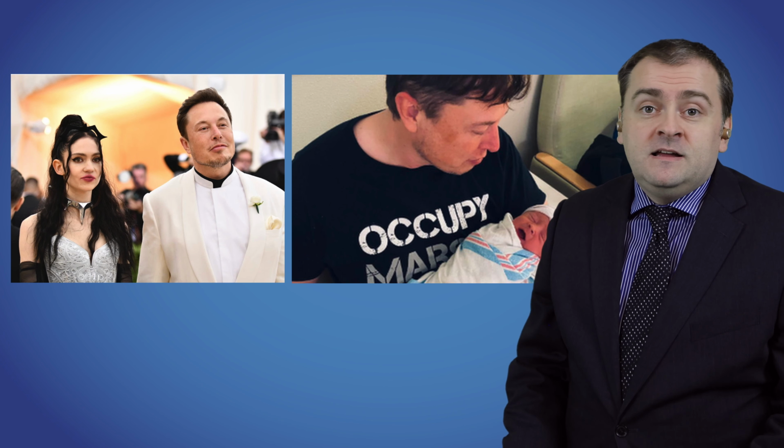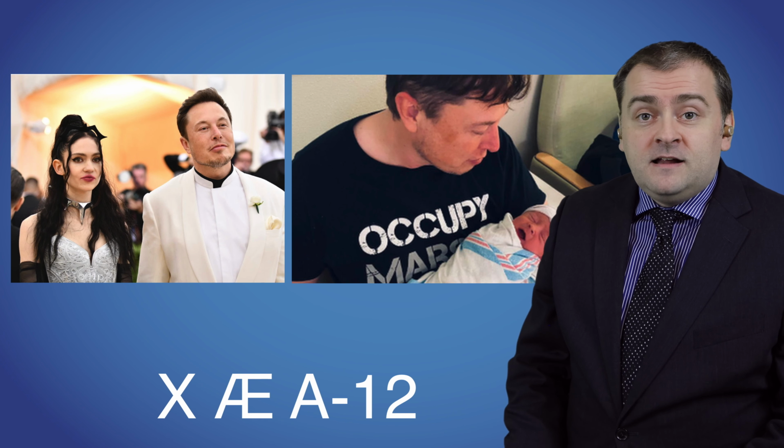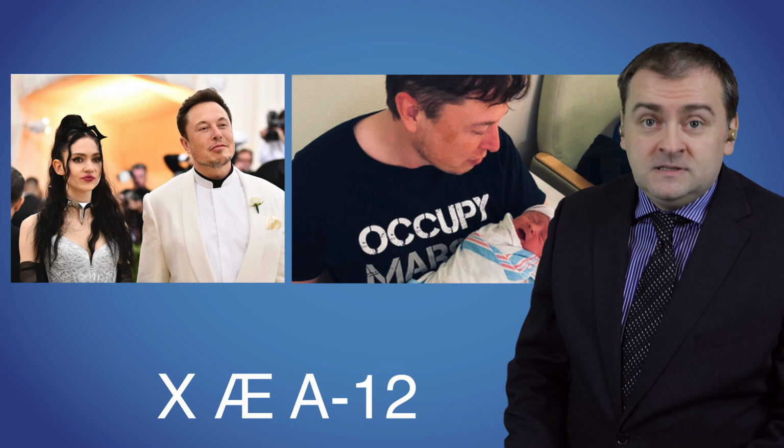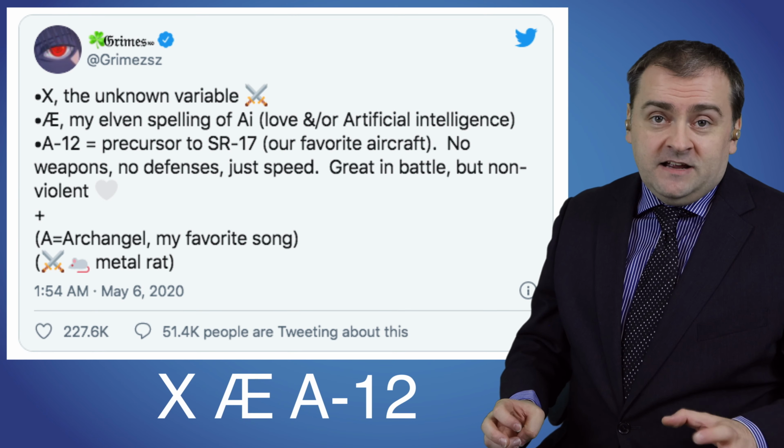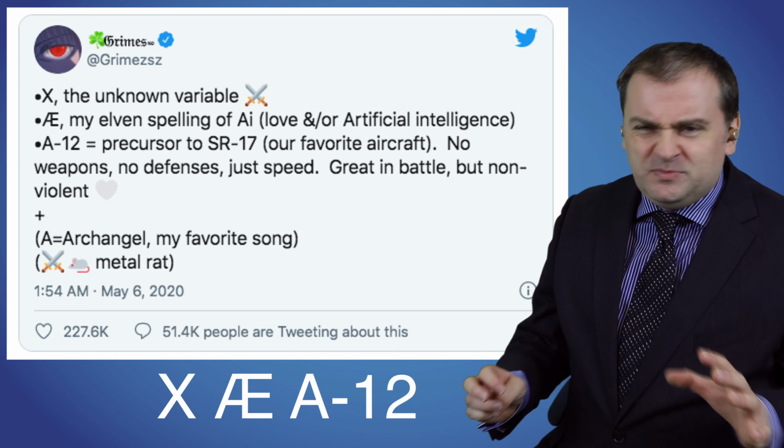And it's not just languages. This symbol has become really popular in all sorts of places. Elon Musk and his girlfriend, the rapper Grimes, decided to name their baby X Æ A-12. Grimes tweeted their explanation, and it's super geeky.